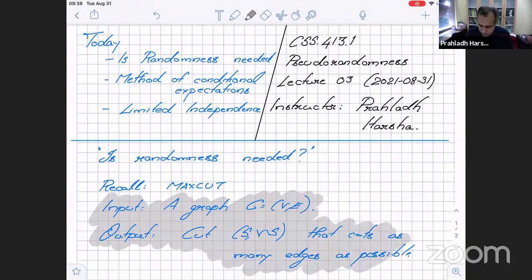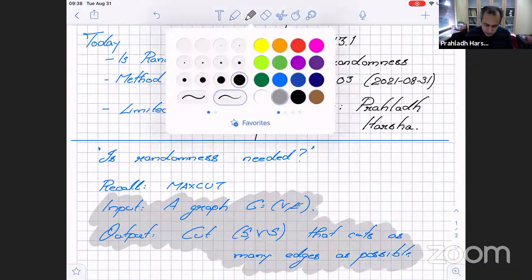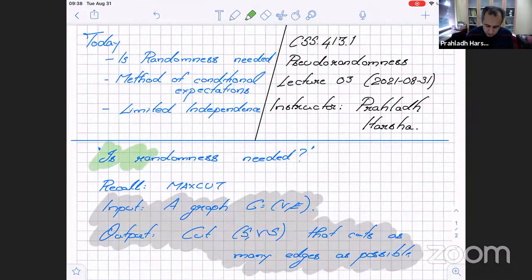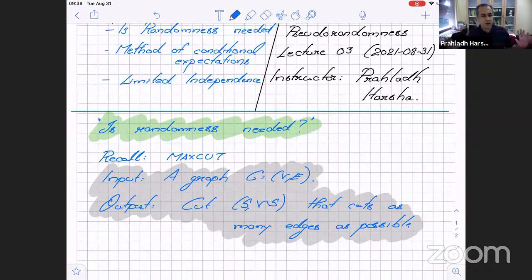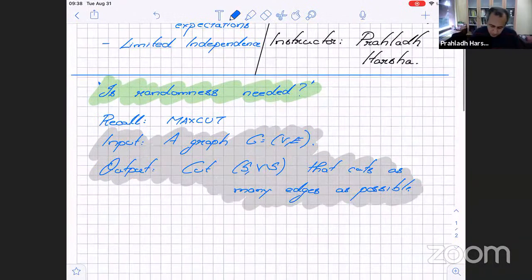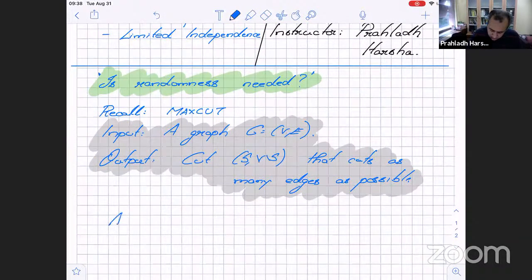We mentioned that this is NP-hard. This is not a problem that we know how to solve. We don't expect to be able to solve this problem exactly. We won't be able to find the max cut. That's a bigger problem we'd be trying to solve. What we showed last time was the following simple randomized algorithm. The algorithm was this: output a random cut.